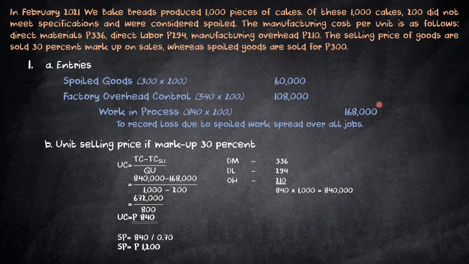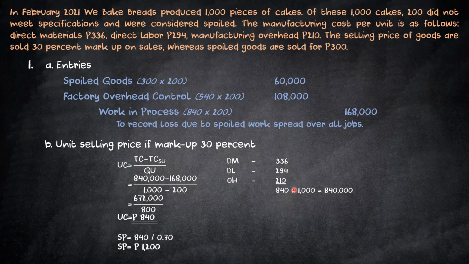Ayan, we would get naman is the unit selling price if markup is 30%. So, here we have a computation. Siyempre, unahin natin kunin si unit cost. Ang computation natin for unit cost would be the total cost minus the total cost of the spoiled units over good units. So, good units tayo. So, 840,000 ang ating total cost. Paano nakuha yun? Ito po siya.